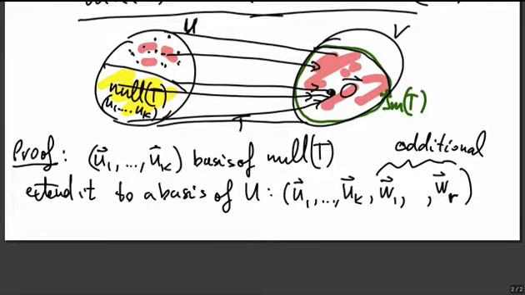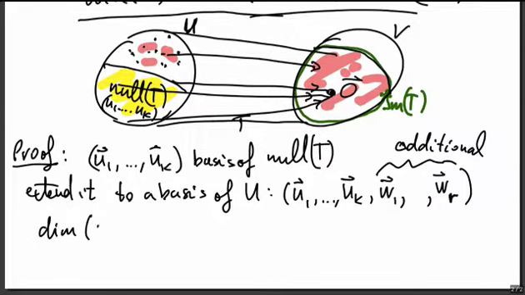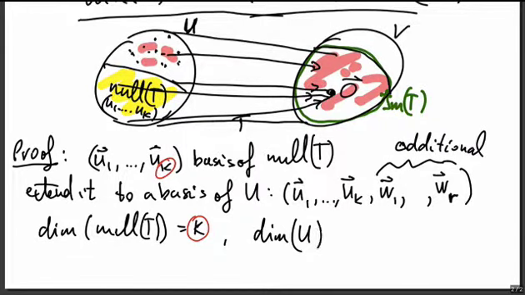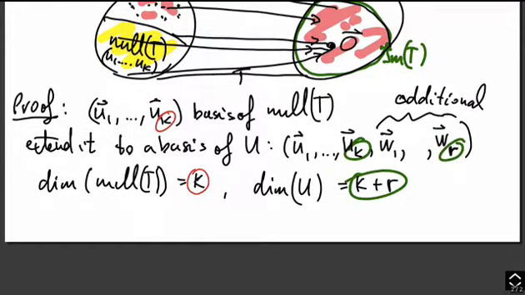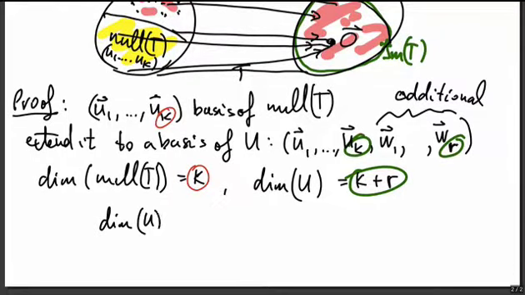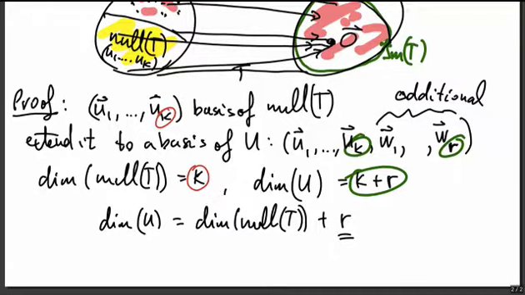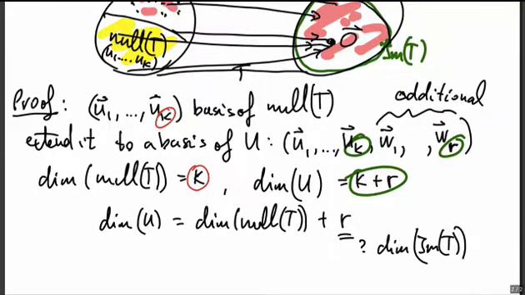Right now, using our notation, what we have is that the dimension of the null space of T is K. Then the dimension of the whole U space is K plus R. We have this already, that the dimension of the U vector space is the dimension of the null space of T plus R. So the only question is, is this R the dimension of the image? If it is, then we are done.